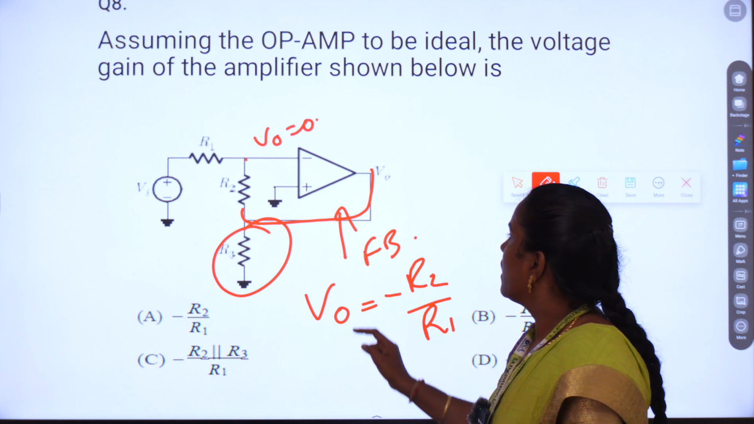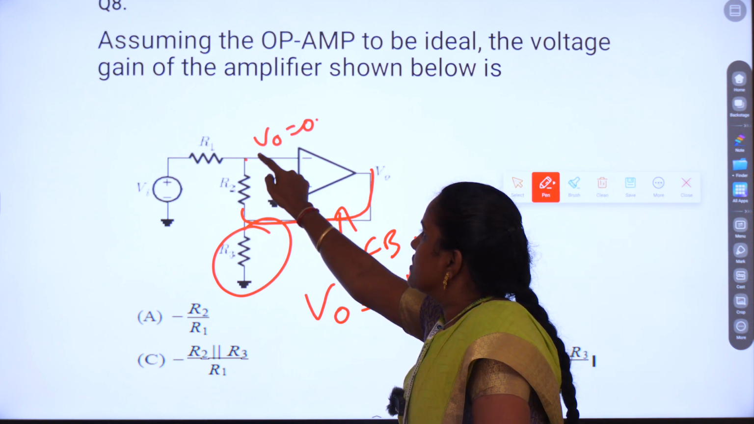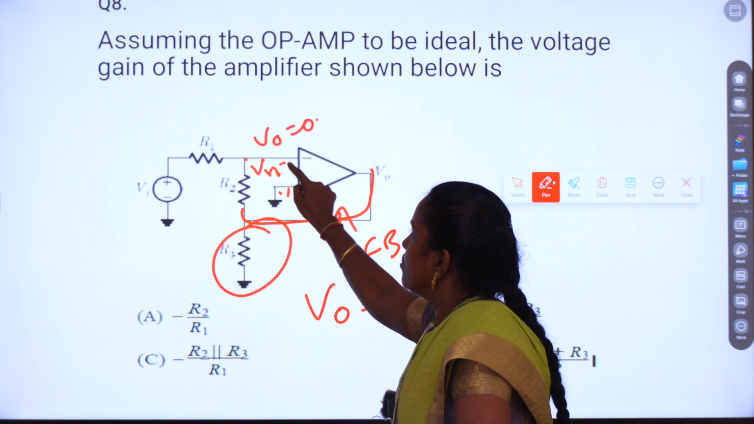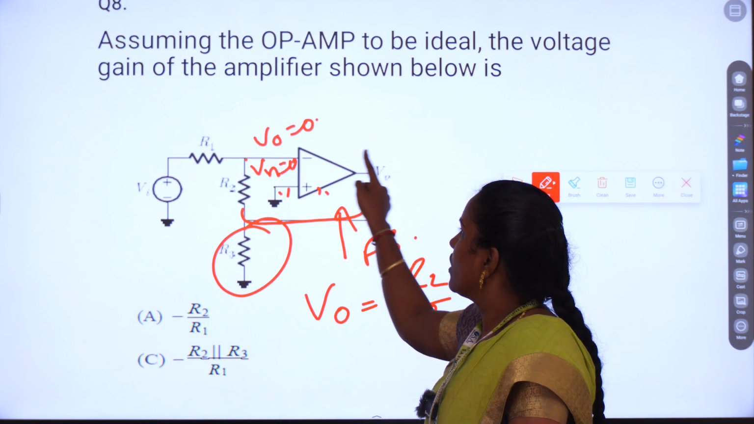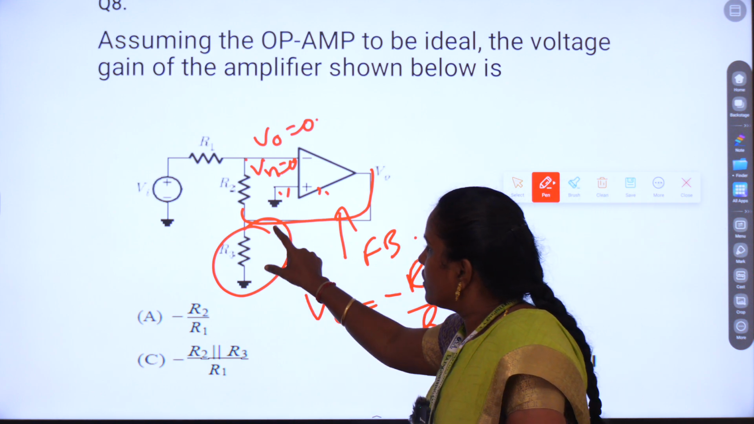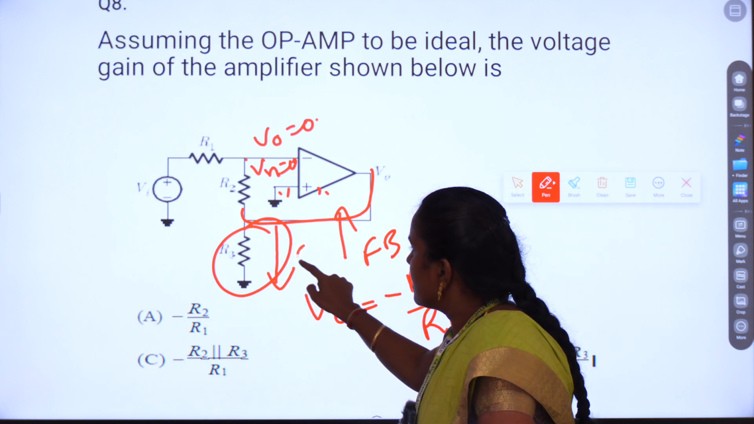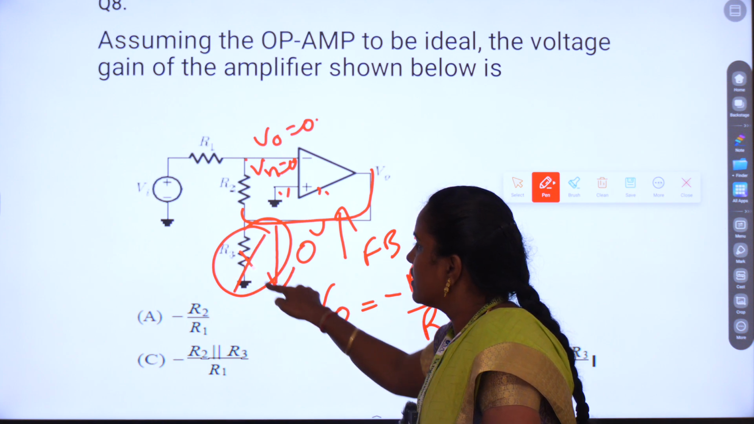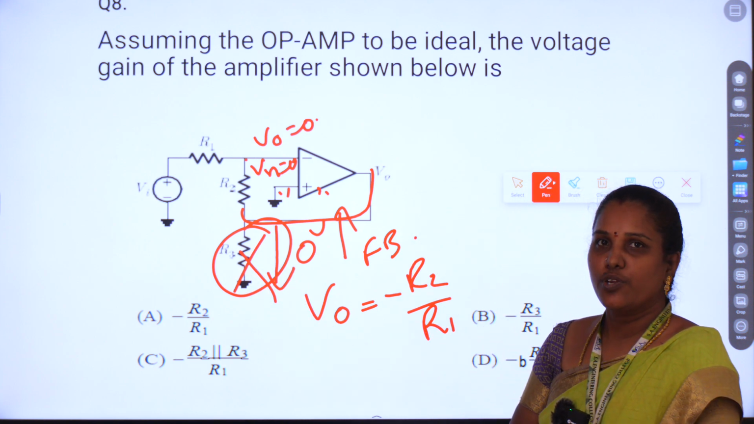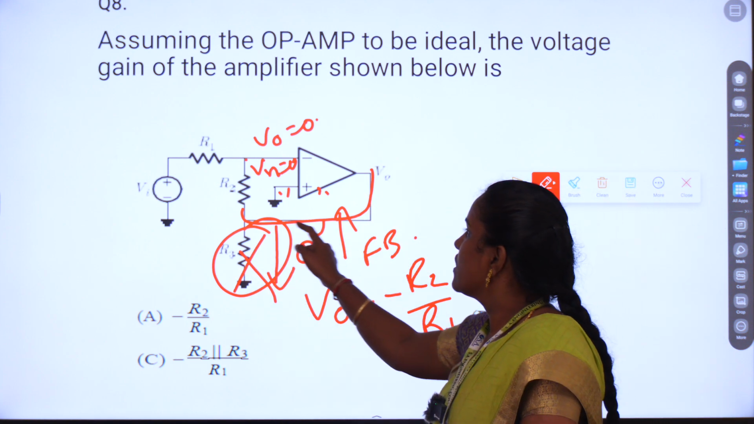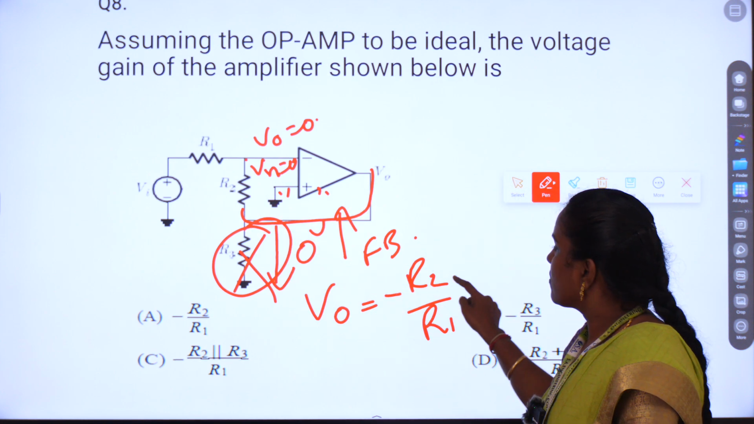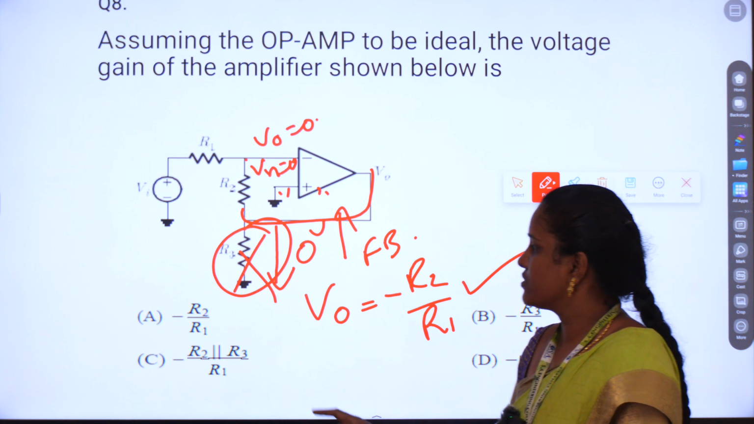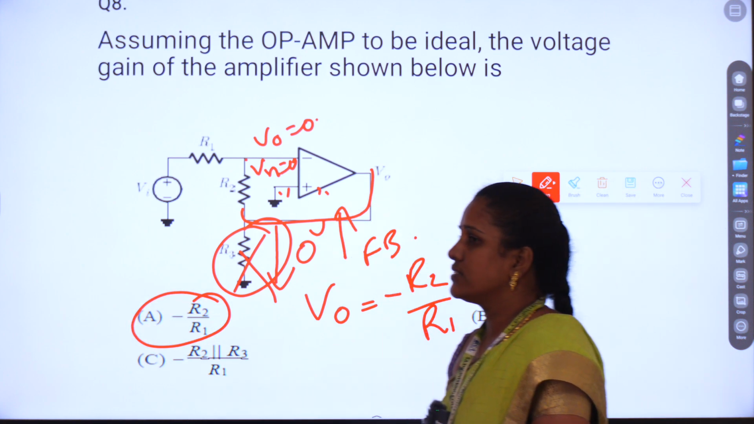R2 divided by R1. When this node voltage is 0, n equal to 0 is the assumption. For ideal cases, the node voltage is 0, so the output is also 0, which is considered as open circuited only. That's why this load will be there in the feedback. From this feedback you can calculate V0 is equal to minus R2 I1. So this is your final answer.